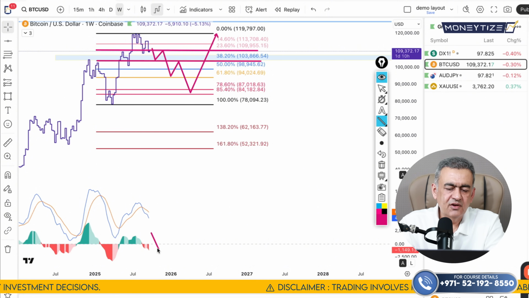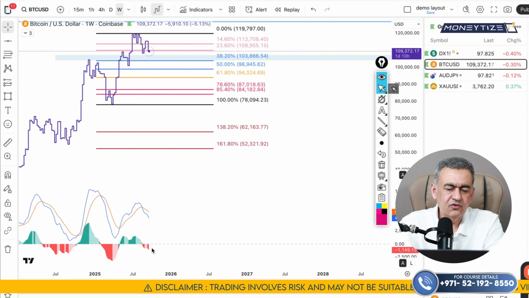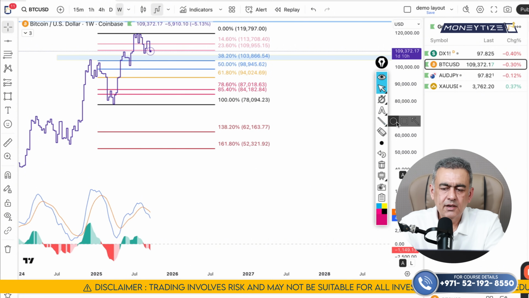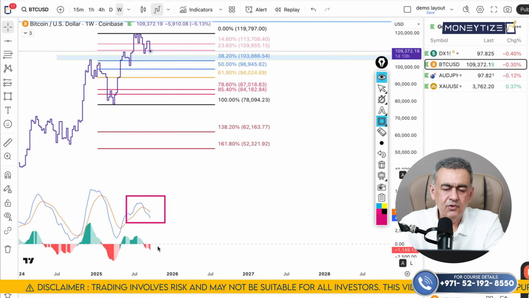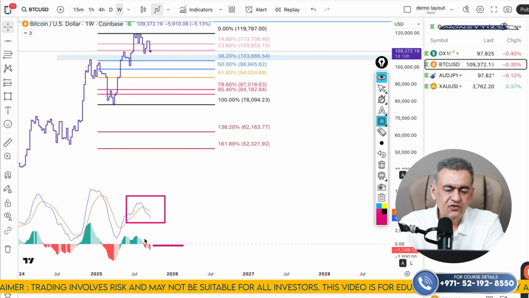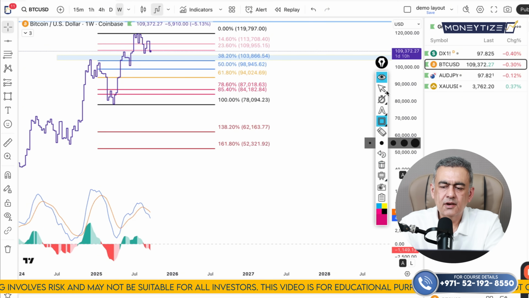The environment has changed to corrective here. It's not trending higher due to bearish divergence and the histogram is negative. But keep in mind that the MACD lines have not yet breached the zero level. So this drop is to be considered as a corrective drop.